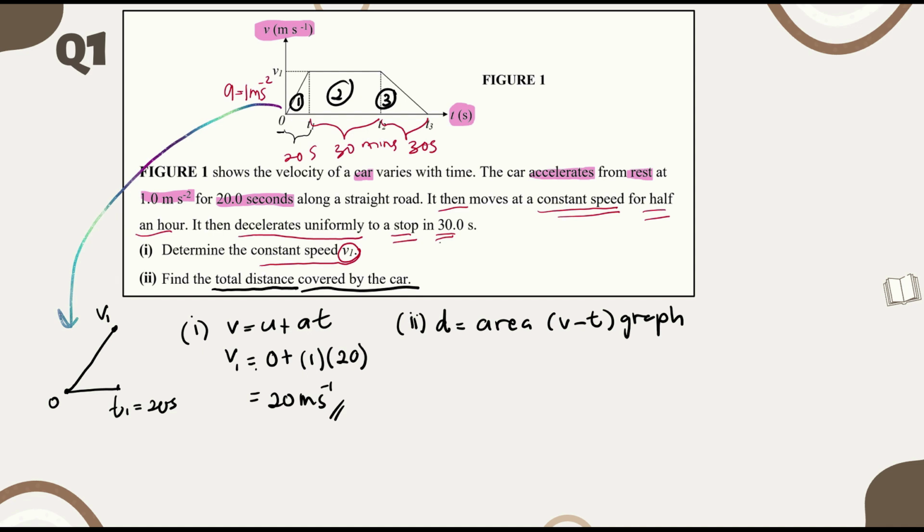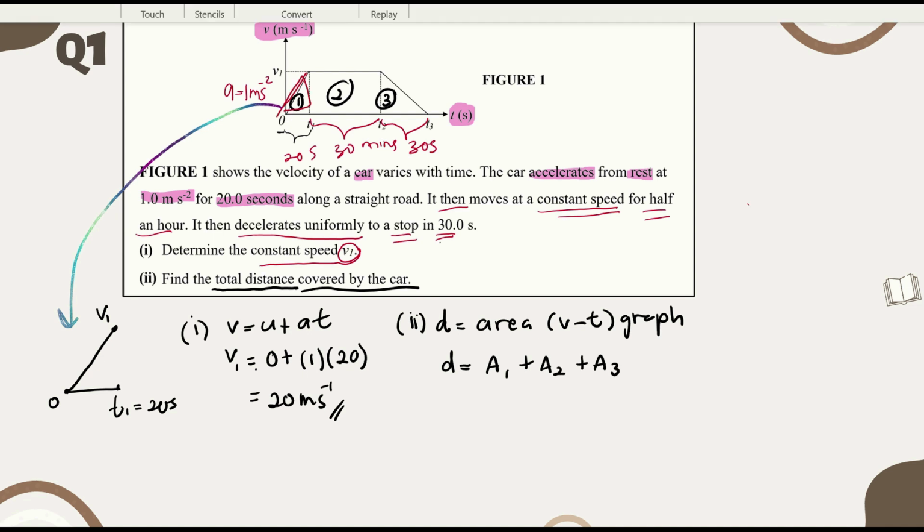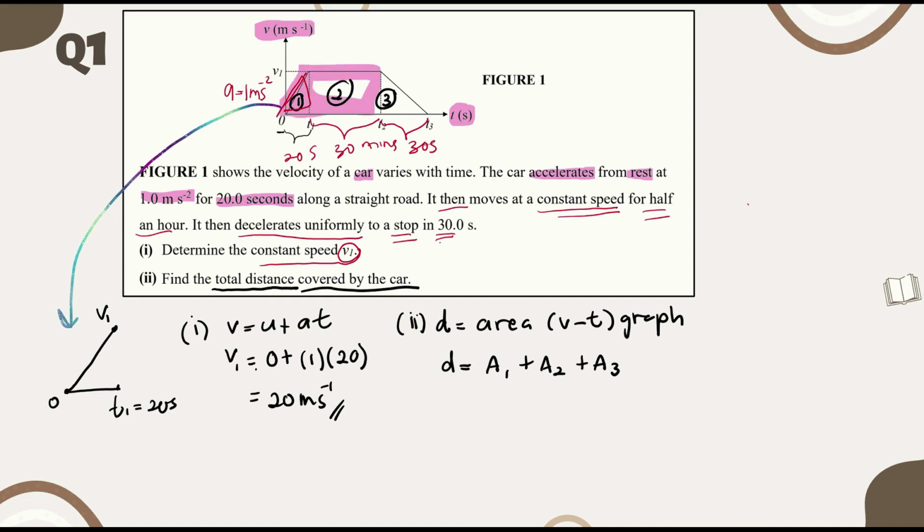To get rid of any confusion, let us divide. The distance is equal to area number 1 plus area number 2 plus area number 3. For area number 1, we have a triangle. For area number 2, we have a rectangle. And for area number 3, we have again a triangle. Then we use the correct equation. Area number 1 is half, because it is a triangle, times the time 20 and the v1 20.